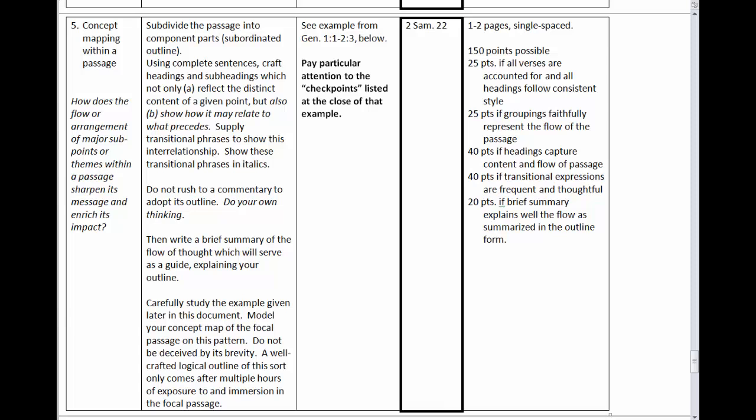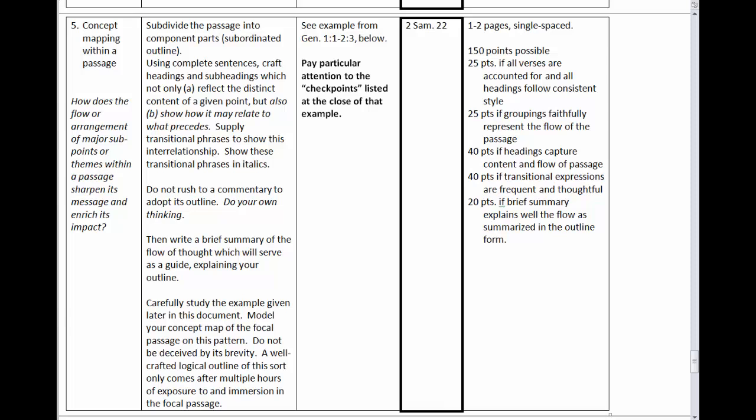What's displayed before you is a page from the syllabus, and notice the far left column. What we're seeking to do here is determine how the flow or the arrangement of major subpoints or themes within a passage then serve to sharpen its message and enrich its impact. This will achieve an outline of the passage, but it may be a little different sort of outline than you've engaged in before. By virtue of it being an outline, it serves the purpose of distilling units of thought into small, discrete, summary expressions.